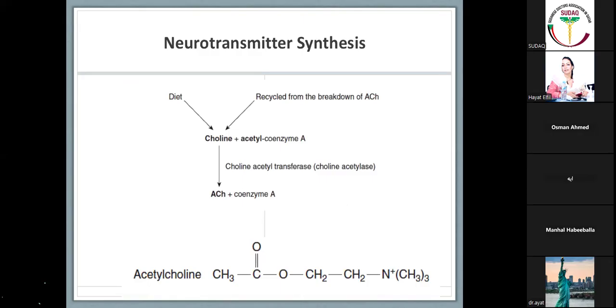Acetylcholine is synthesized from acetyl coenzyme A and choline. The choline usually comes either from the diet or it is recycled from the breakdown of acetylcholine by acetylcholinesterases. The acetylcholine structure will form the basis for the muscle relaxants, as we see in the journey of their synthesis, historically.